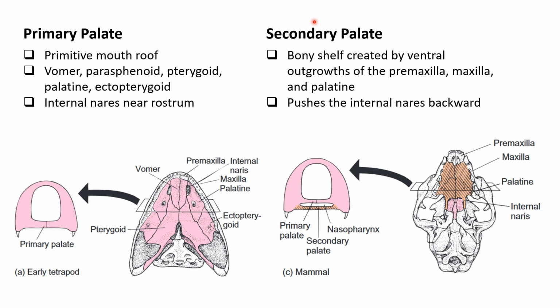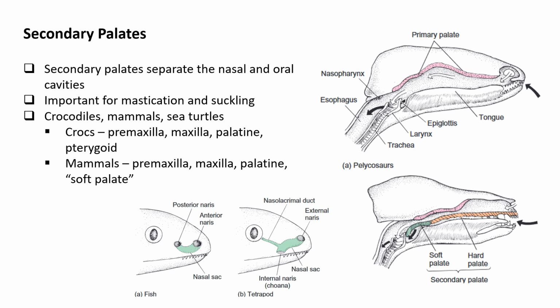A secondary palate evolved in some lineages of tetrapods, and this is a bony shelf made by the midventral projections of the premaxilla, maxilla, and palatine bones. Note that the formation of a secondary palate shoved the position of the internal nares more posteriorly, nearer the throat, and this creates a separation between the nasal cavity inside and the oral cavity here, separating basically the air and food passageways. The secondary palate evolved in sea turtles, crocodilians, and mammals.